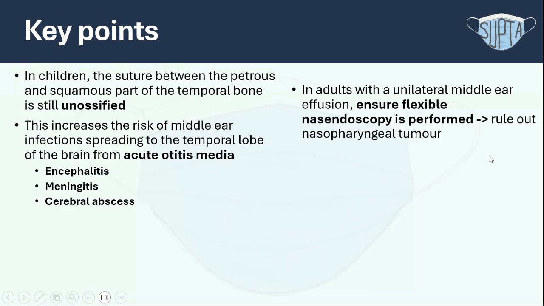And then in adults with a unilateral middle ear effusion, you have to ensure flexible nasoendoscopy is performed to rule out nasopharyngeal tumour. Does anyone want to put in the chat why they think a nasopharyngeal tumour can present with otitis media with effusion, or glue ear?